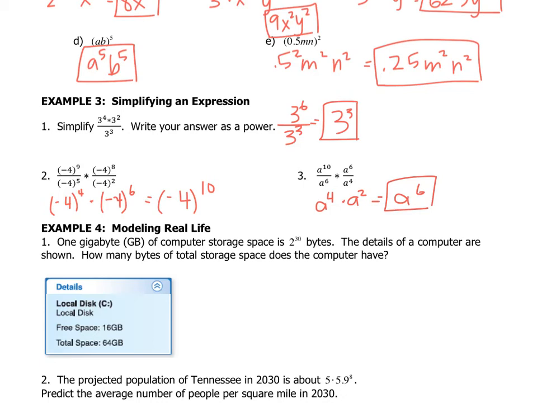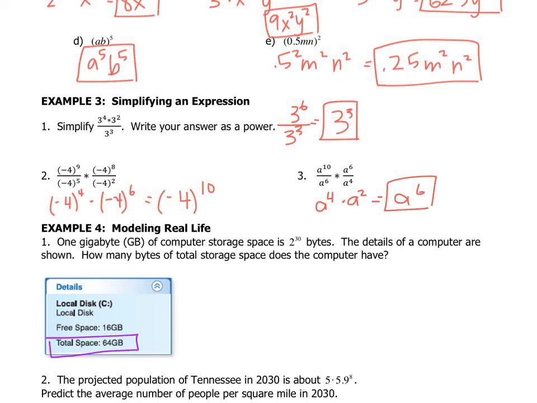Example 4 gives us a word problem. It says 1 gigabyte of computer storage space is 2 to the 30th bytes. The details of a computer are shown. How many bytes of total storage space does the computer have? So they're not asking us about the free space, so that's just kind of distraction information. They're just looking at the total space.